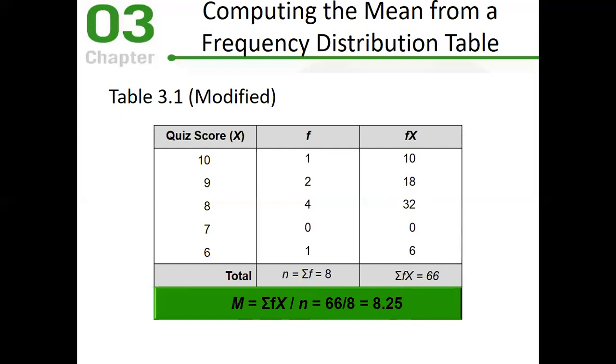Okay, so a frequency distribution gives you the values that were obtained on some kind of test or assessment. It gives you the frequency. And by calculating an f by x column, you can get the total summed value for the x scores, and you can divide by the sample size to get the mean.